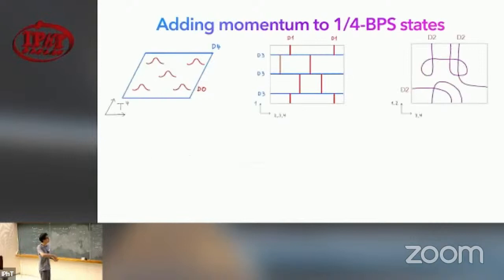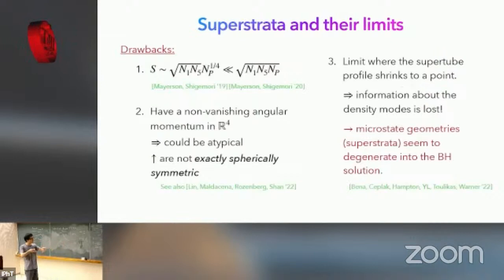Another point is that there is a limit where this two-supertube profile shrinks to a point. And when this shrinks to a point, then the information about who is carrying the momentum is lost. You would see that the microstate geometry, that is, the superstrata, seem to degenerate into the black hole solution. So usually people could say that, well, there are some quantum corrections that happen and you would never go into the pure limit where it becomes a black hole.